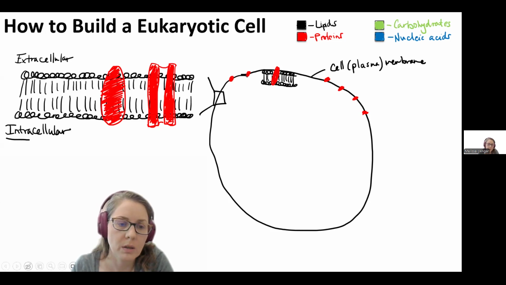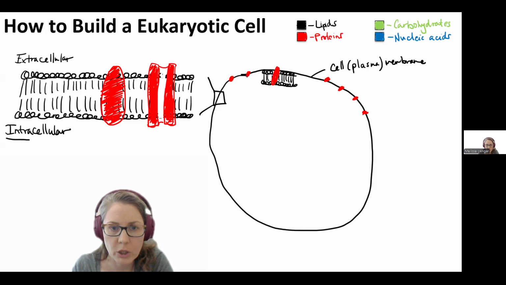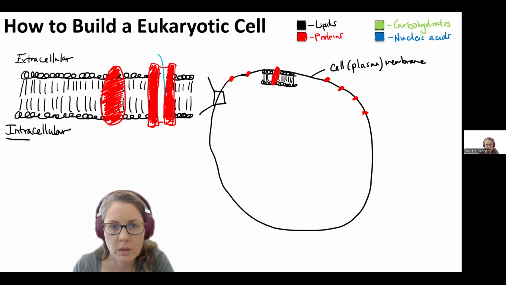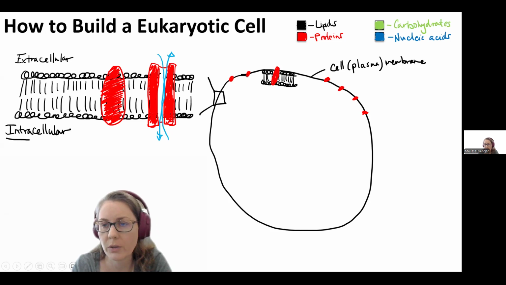Salts, like sodium and potassium. I'm just going to come in here with my white and get rid of some of this black so it looks more like a channel. But that channel is going to allow us to easily move things through that channel back and forth. So sometimes that's what these protein channels are used for.